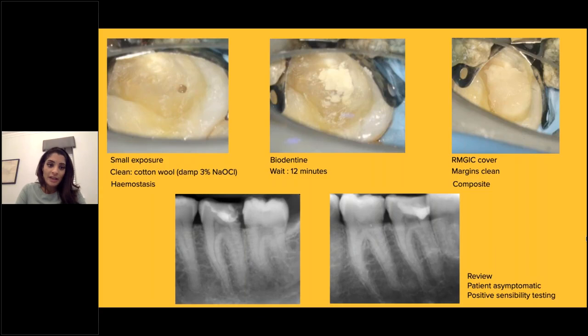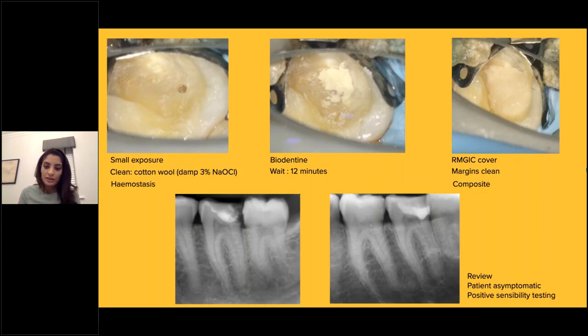I've actually changed the way I manage these cases a little bit. So what I would do now is build up the walls of the cavity first. I've got a sectional matrix band here, you can see. I would put a composite on the external aspect of that, so that now I've got 4 walls that I'm working on. I would then put a thicker layer of biodentine. Here I've left it quite thin, and I've had to cover it with a resin modified GIC. I would now put a much thicker layer of biodentine in, wait for that to set, and then put a composite directly on top.